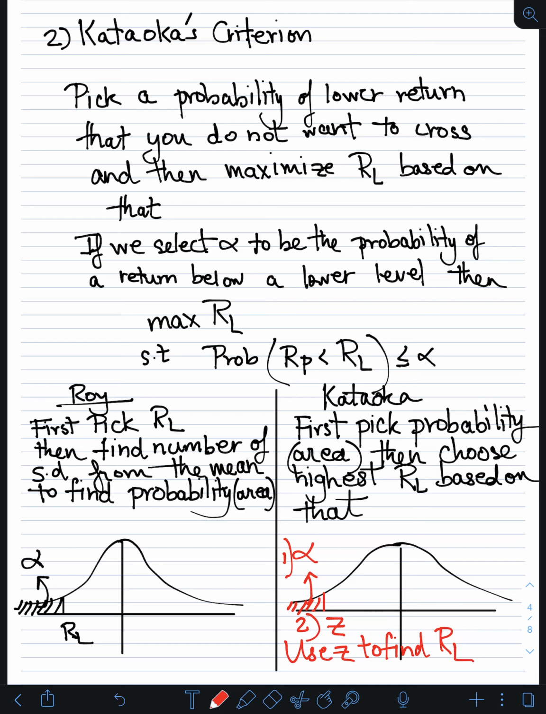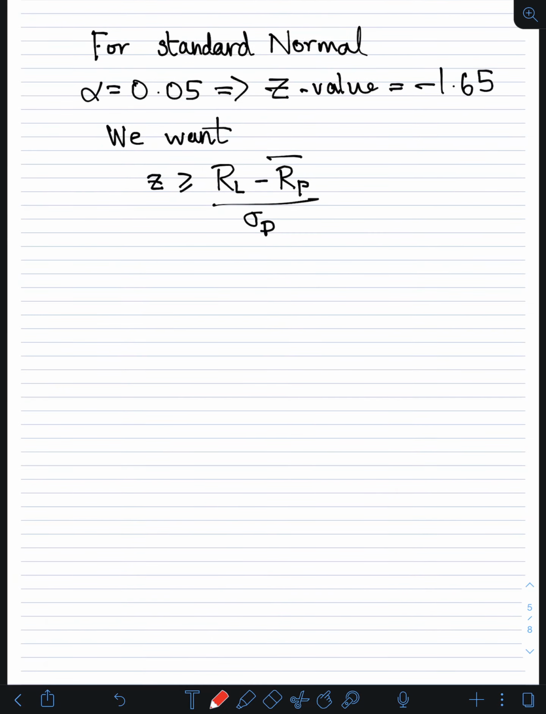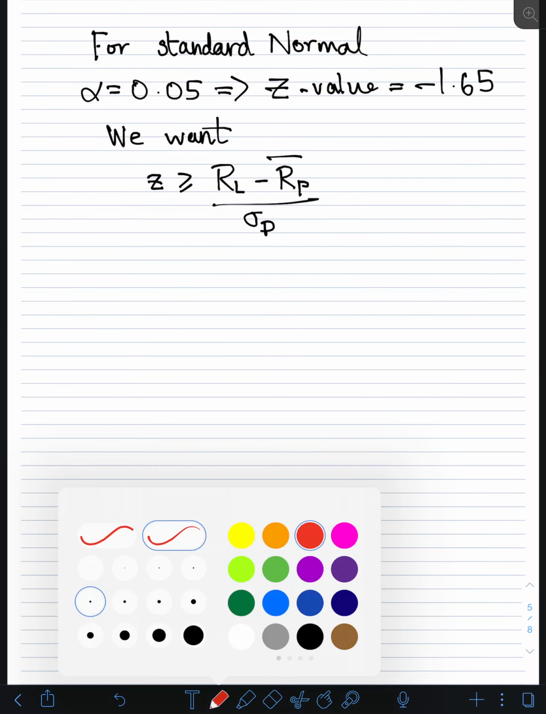Okay, we want to pick the maximum return. Hopefully this is a little more intuitive. We just want to find the maximum return once we've met all our requirements. Okay, so back to the board.